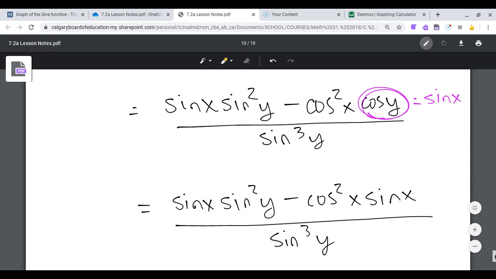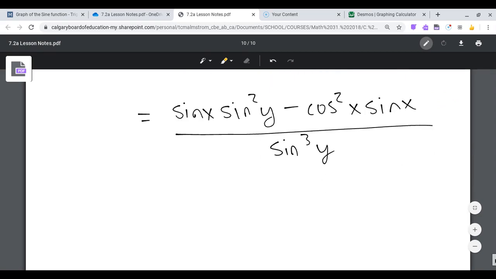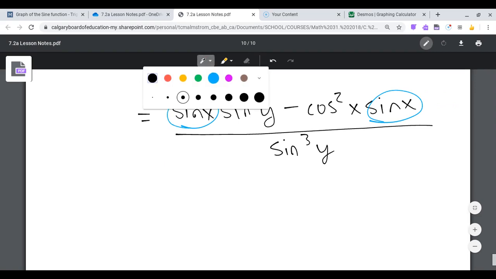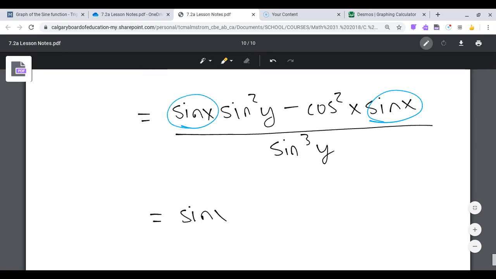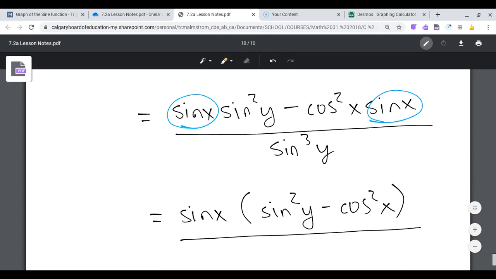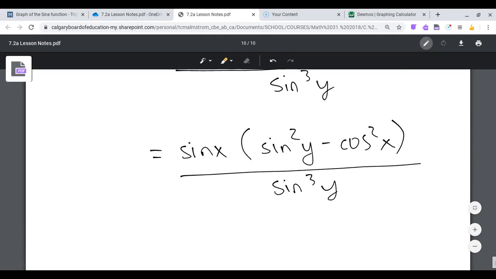And then why did we do that? What was the purpose behind that? Well, that means I can factor out a sine x. And so I could have sine x times sine squared y minus cos squared x all on sine cubed y. And then sine squared y minus cos squared x, unfortunately, is not an identity, but that would have been cool if it was. So there we are. There's our second derivative. How fun was that?